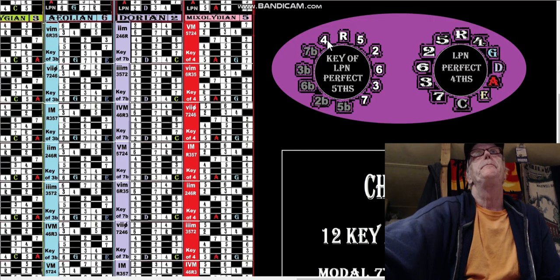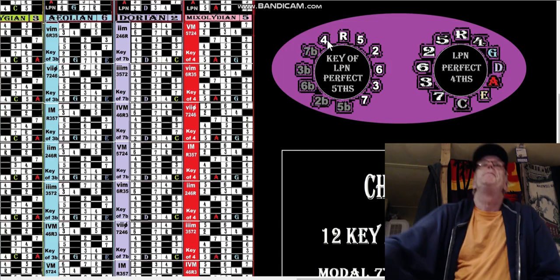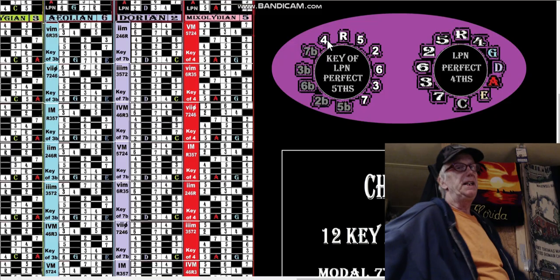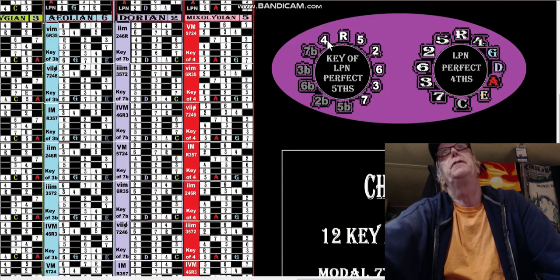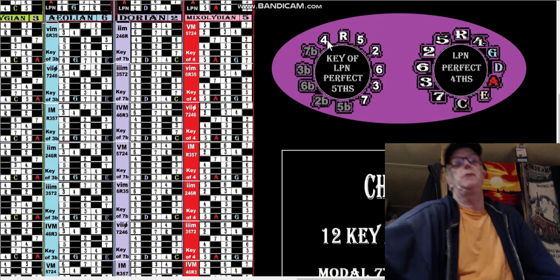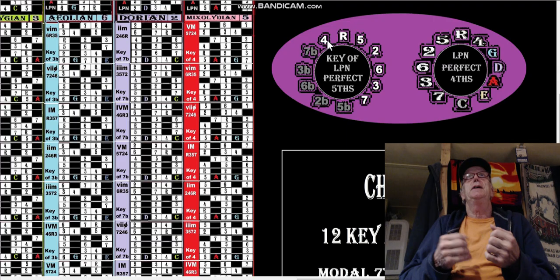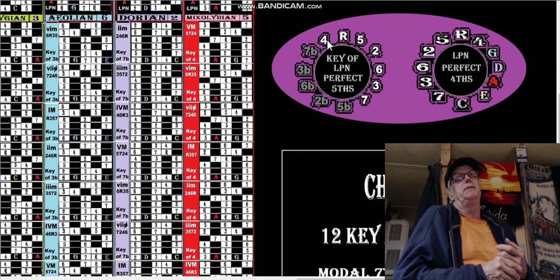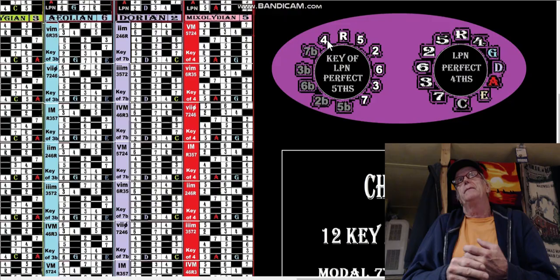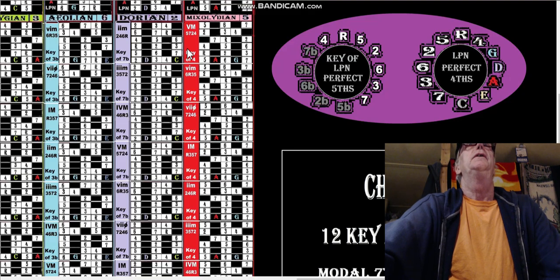Because C is the 5th of F. If the LPN is an E, the 4th of E is A. It would be the key of A. So you see why we don't have a particular key to talk about. It's just the key of the 4th of the LPN. Now the LPN doesn't change.